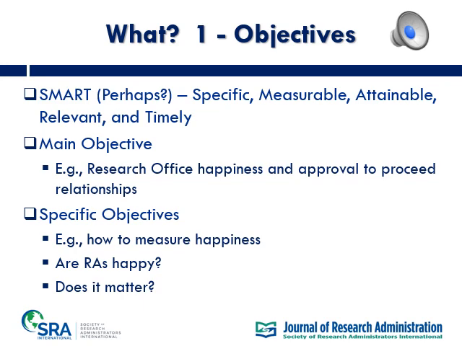Specific objectives are subsets of the main objective, e.g., to determine how to measure happiness in a research office, or to find out how happy research administrators are, or to determine if this makes a difference in the time from notification of project funding to getting the research go-ahead.